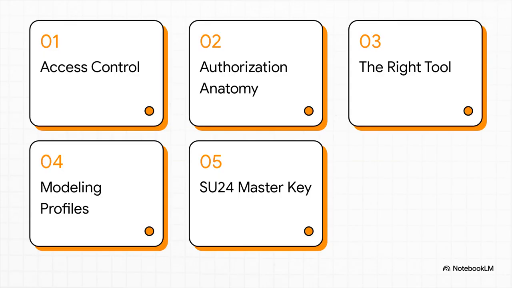So, here's our game plan for today. First, we'll tackle the big picture access control challenge. Then, we'll get into the nitty-gritty and look at the anatomy of an authorization. After that, we'll talk about choosing the right tools for the job, walk through the best practices for modeling these profiles, and finally, we'll reveal what I like to call the master key to the whole system, the transaction SU24.